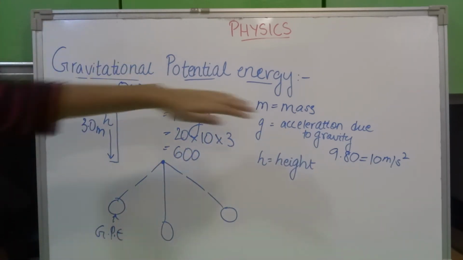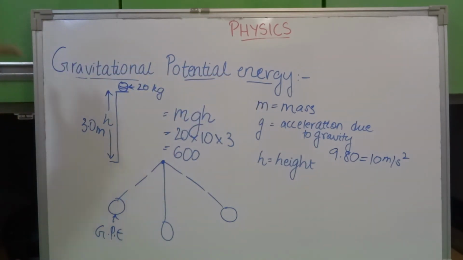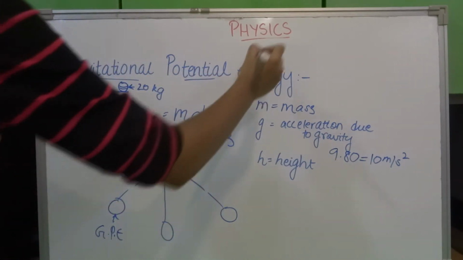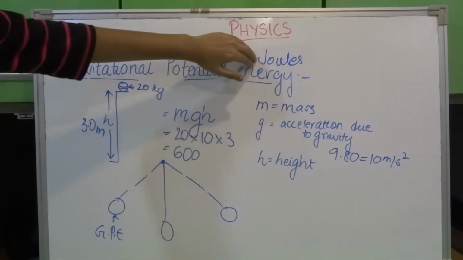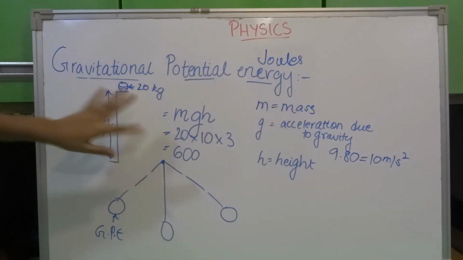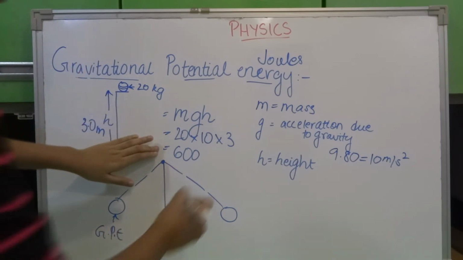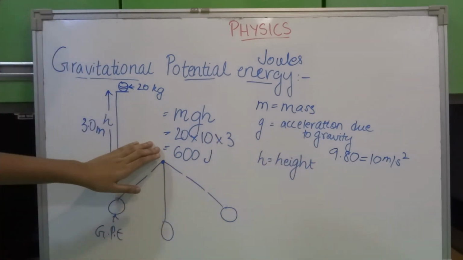The SI unit of energy, not necessarily gravitational potential energy, but energy, is joules. So energy is given in joules. So this ball possesses 600 joules of energy.